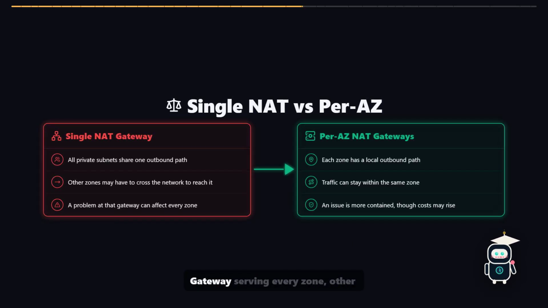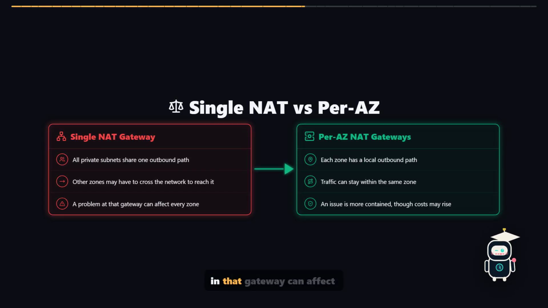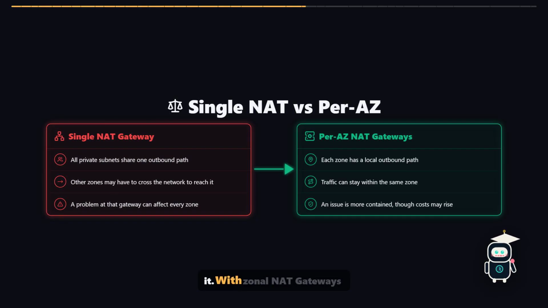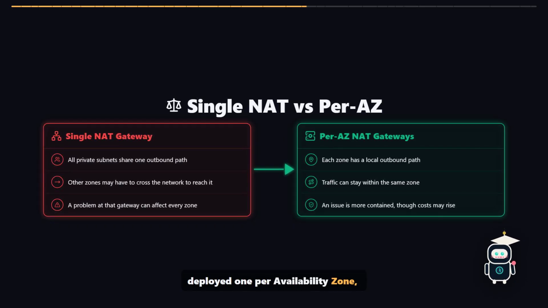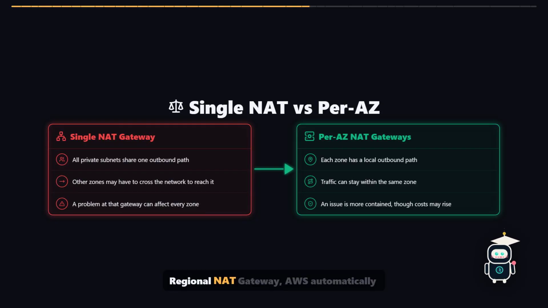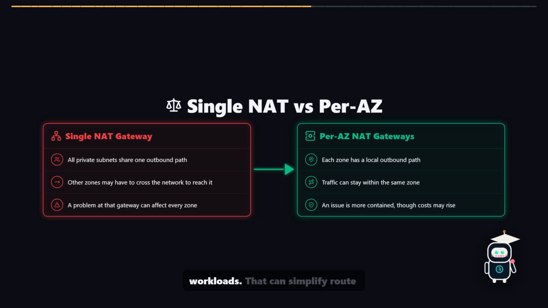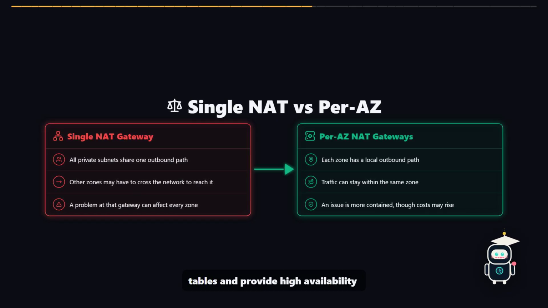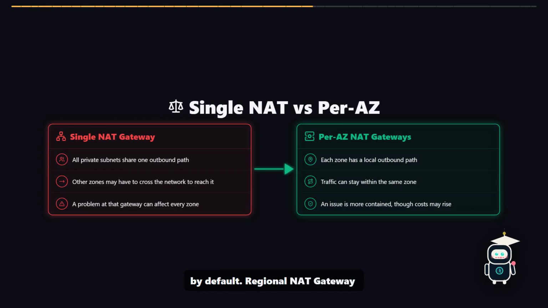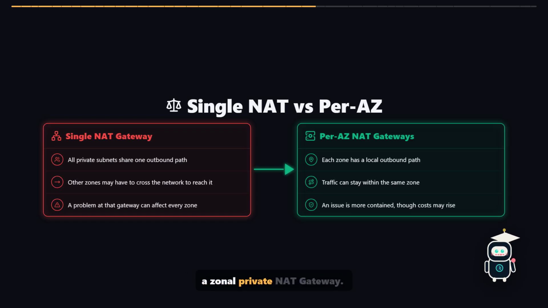With one zonal NAT gateway serving every zone, other zones may have to send traffic across availability zones to reach it, and a problem in that gateway can affect every zone that depends on it. With zonal NAT gateways deployed one per availability zone, each private subnet uses a local gateway. That is the classic resilient design, but it means more gateways to manage and pay for. With a regional NAT gateway, AWS automatically expands the gateway across the availability zones where you have workloads. That can simplify route tables and provide high availability by default. Regional NAT gateway is for public NAT internet access use cases. If you need private NAT connectivity to another VPC or on-premises network, use a zonal private NAT gateway.